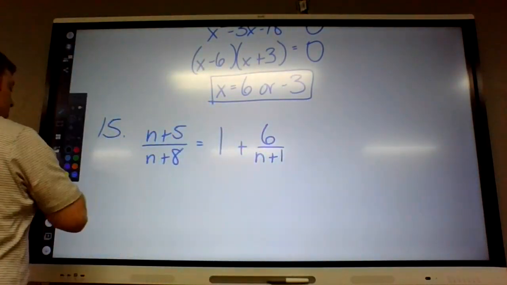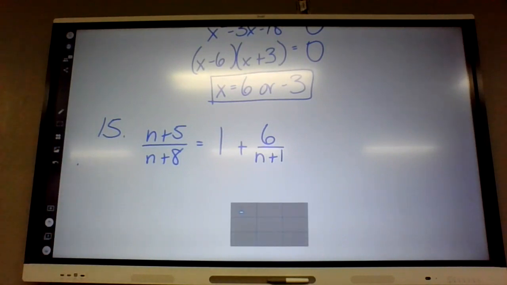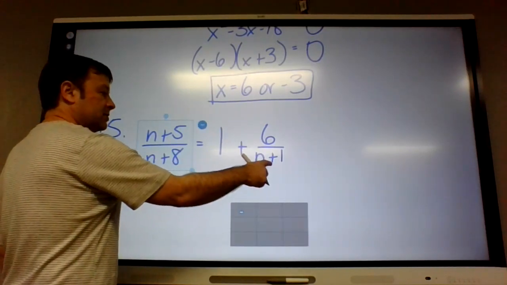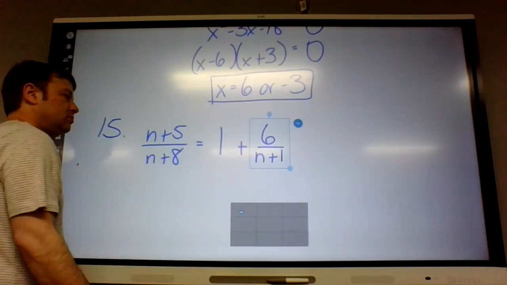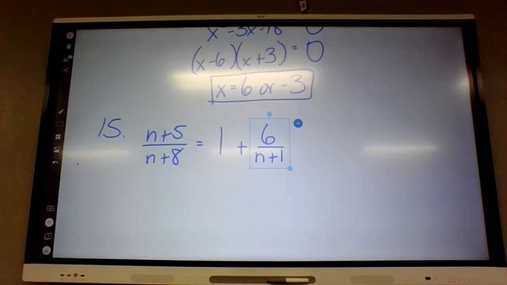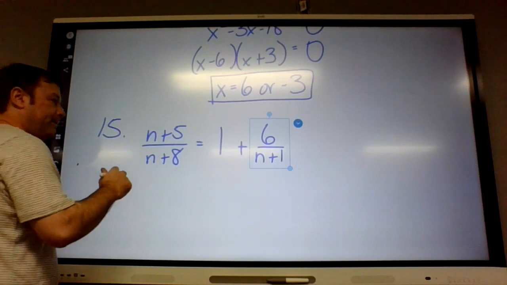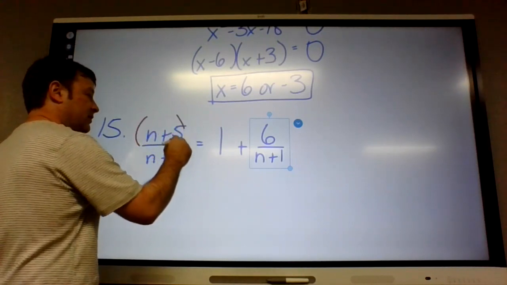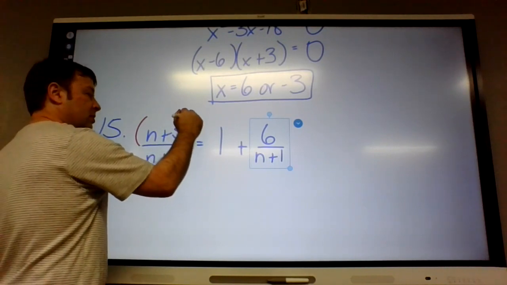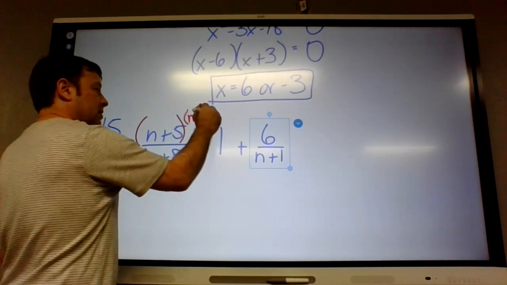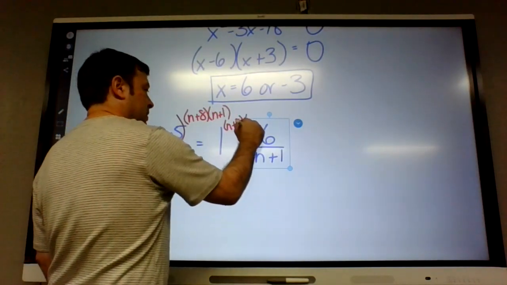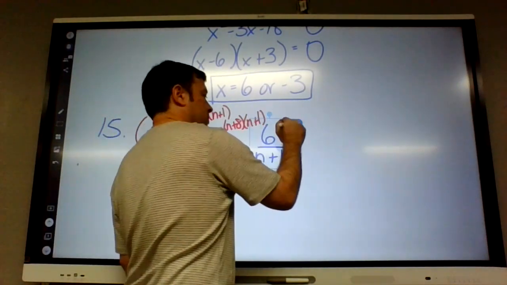Okay, this one will be a little bit more work than the last ones. So what is our common denominator going to be for these two? What do n plus 1 and n plus 8 both go into? They both go into whatever n plus 1 times n plus 8 is. So we're going to multiply every term by n plus 8 times n plus 1.